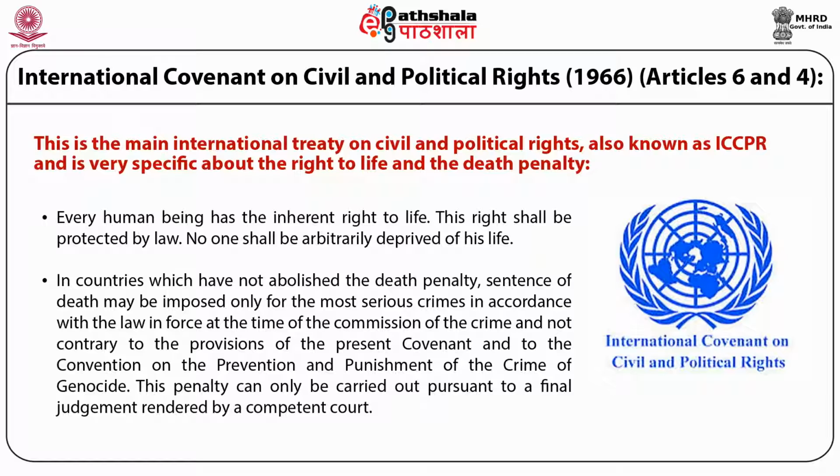The ICCPR also says that the death penalty may be imposed in a manner that is not contrary to the provisions of the present covenant. The death penalty should also be imposed in accordance with the requirements of the Convention on the Prevention and Punishment of the Crime of Genocide. The death penalty can only be carried out according to the ICCPR pursuant to a final judgment rendered by a competent court. Now, this is very important.